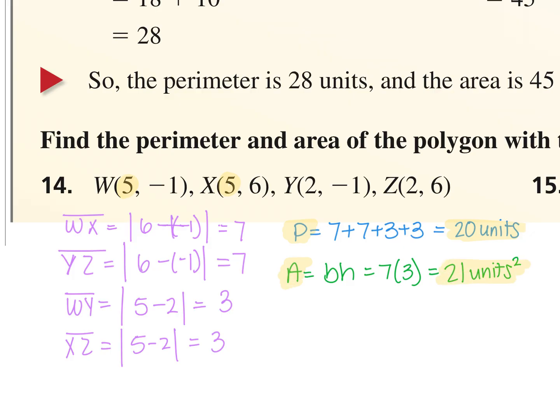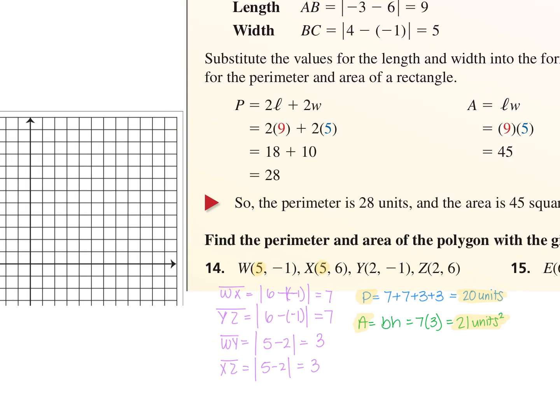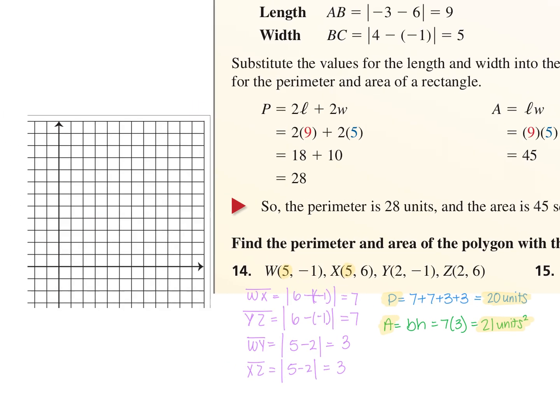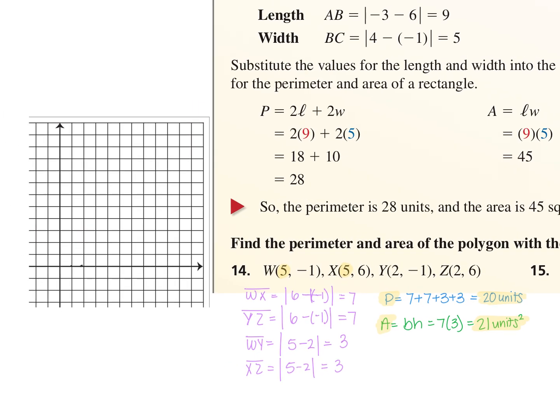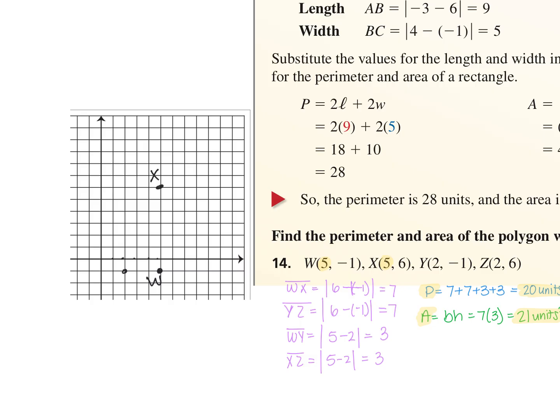If you graphed it, all you had to do was count. So I will go ahead and graph it so you can see it. I have W, which is 5, -1. 1, 2, 3, 4, 5, -1. X is 5, 6. 1, 2, 3, 4, 5, 6. Y is 2, -1. And then Z is 2, -6.